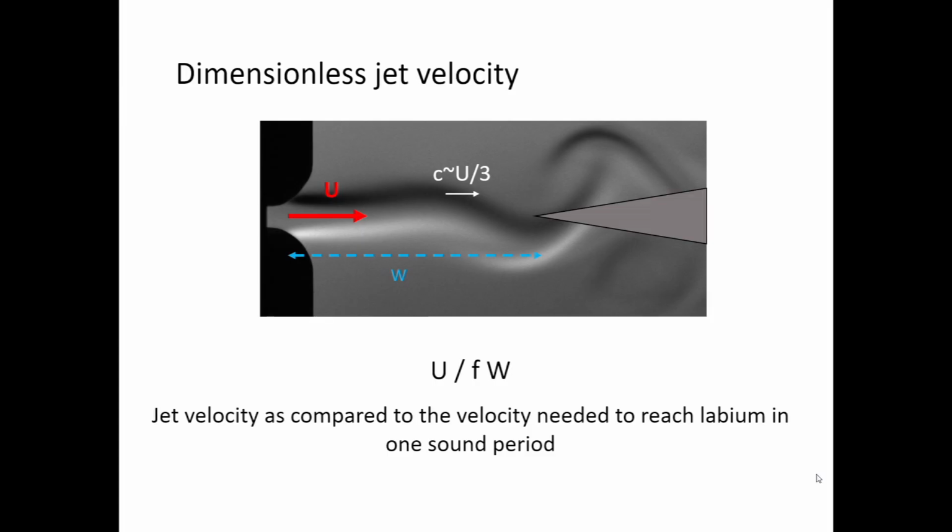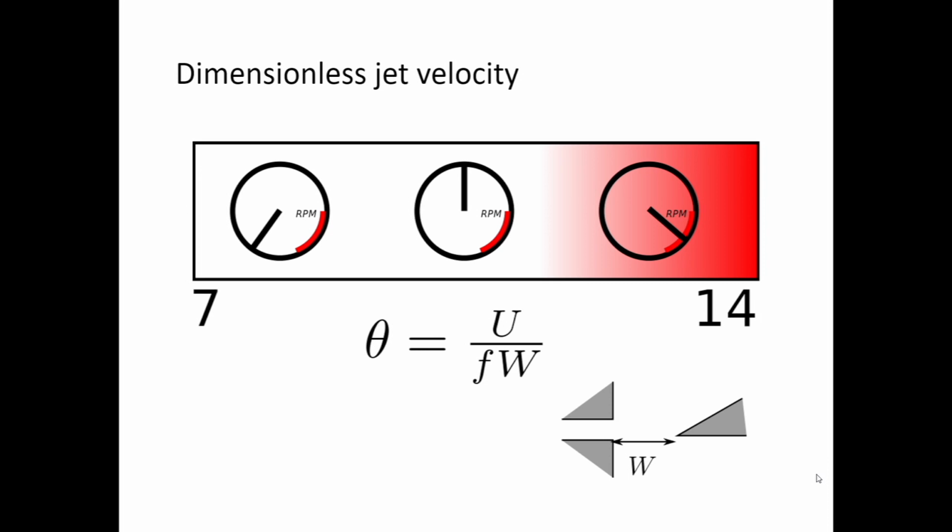This one is going to be just a bit technical, but I'm going to use an indicator of what the player is doing, which is a dimensionless jet velocity. It's just the ratio of the jet velocity compared to the velocity that would be needed to reach the labium in one sound period. For those who are familiar with fluid dynamics, it's the inverse of a Strouhal number. Let's consider that as a kind of RPM indicator of what's happening in the engine of the flute.